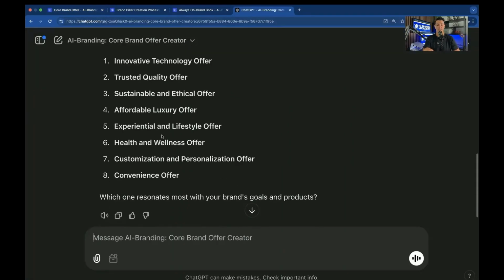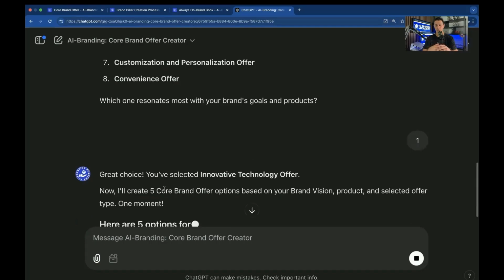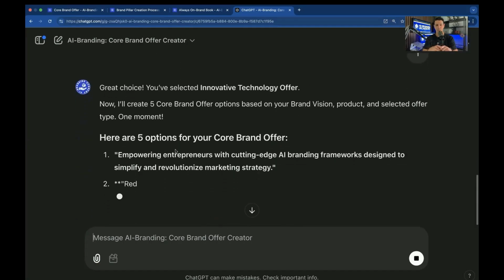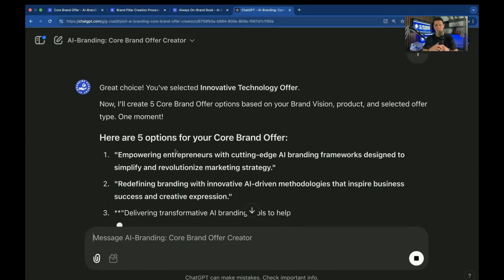So for me, let's see, it's really an innovative technology offer, as simple as that sounds. But that's what we're teaching in the book, how to use branding with AI to great and powerful effect. Great choice. Now I'll create 5 core brand offer options based on your brand vision, product, and selected offer type. One moment. Now, again, the core brand offer, the reason we did this was because it's hard to explain what you do in some cases.